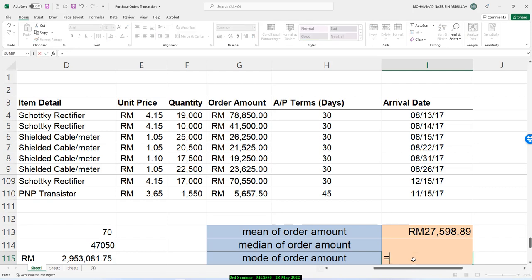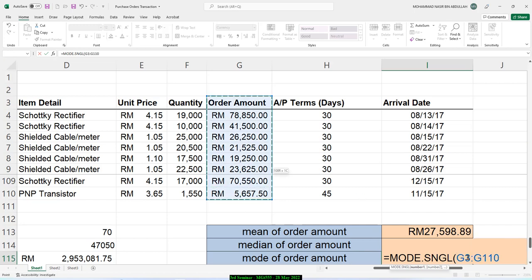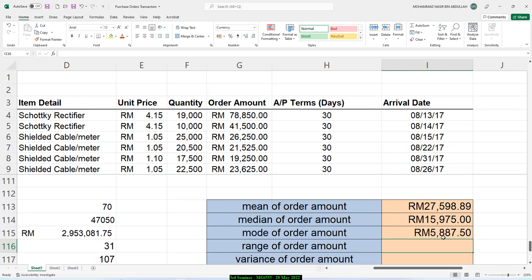And mode is M-O-D-E. Kalau you type mode saja, you nampak ada 3 drop down menu dekat bawah. Ada mode multi, mode single and mode. So kita ambil mode single lah, since kita nak ambil single data saja. So G4 to G110 lah. So dia akan bagi the most frequent order amount value, right? So kalau kita hit enter, dia bagi tahu 5887 is the most frequent.